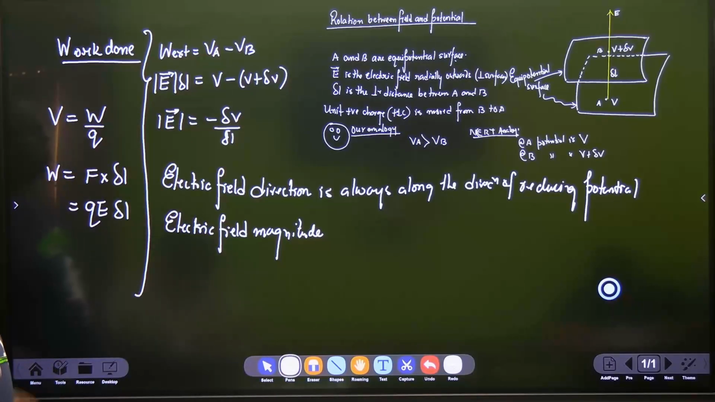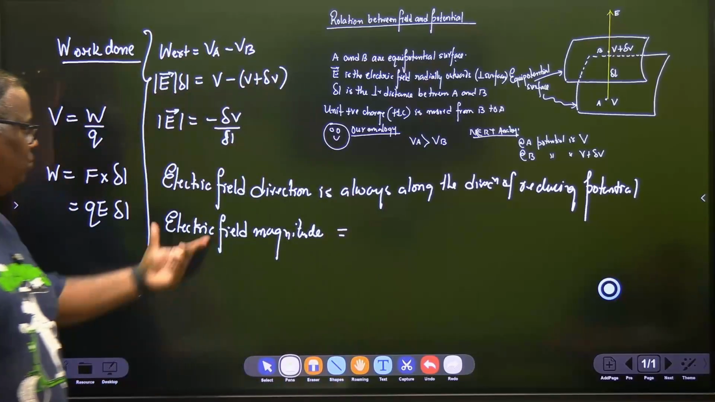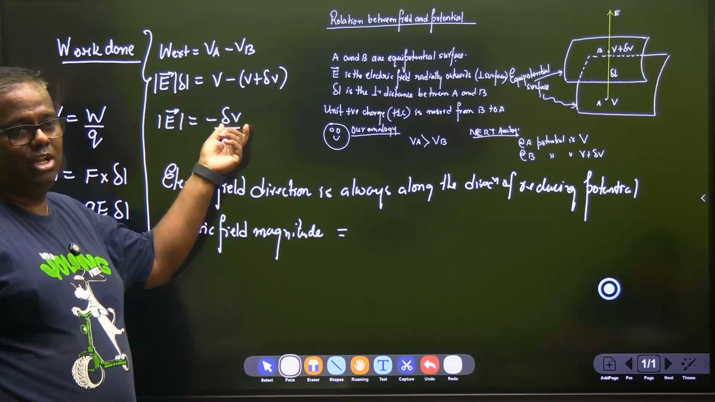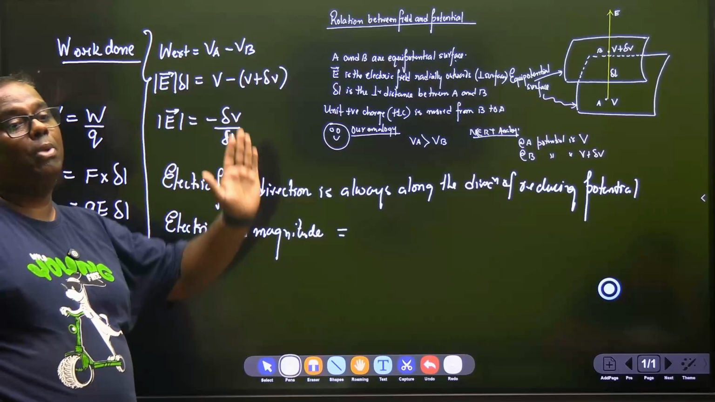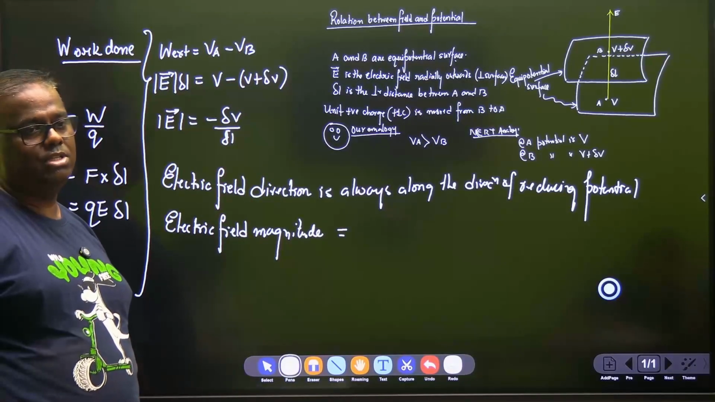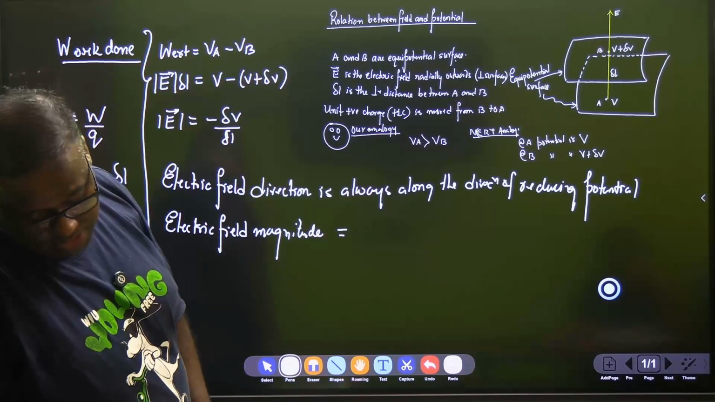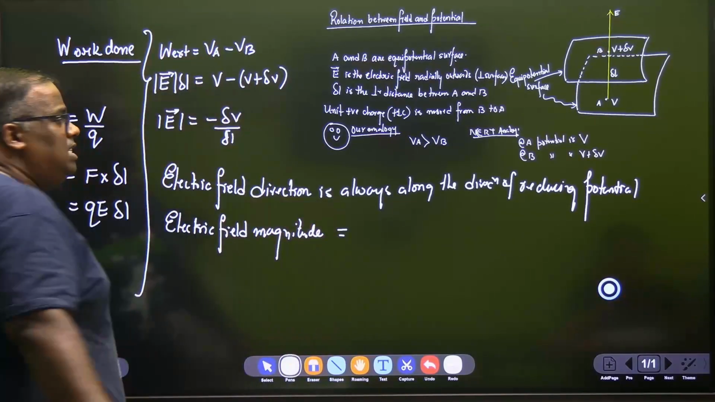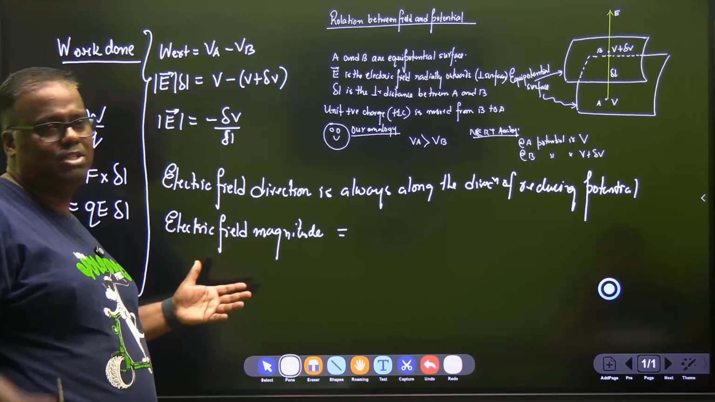Now, what is the magnitude of the electric field? It is the change in potential per unit displacement in a direction perpendicular to the equipotential surface, or along the direction of the electric field. So it lies very nicely. The magnitude is given by the change in potential per unit displacement. So we write it as, acha, electric field is never positive or negative. In electric field, it is always positive.